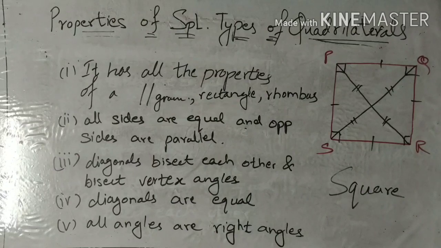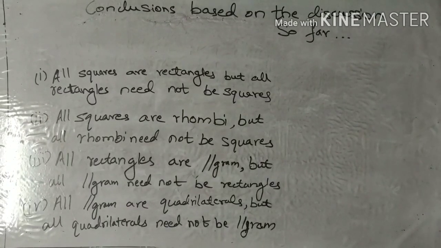Now we'll discuss conclusions based on the discussion so far. That means all the properties that we have discussed, we have certain conclusions to summarize. So all squares are rectangles, but all rectangles need not be squares. That means all the properties of squares come under the properties of rectangles, but all properties of rectangles do not come under the properties of squares.